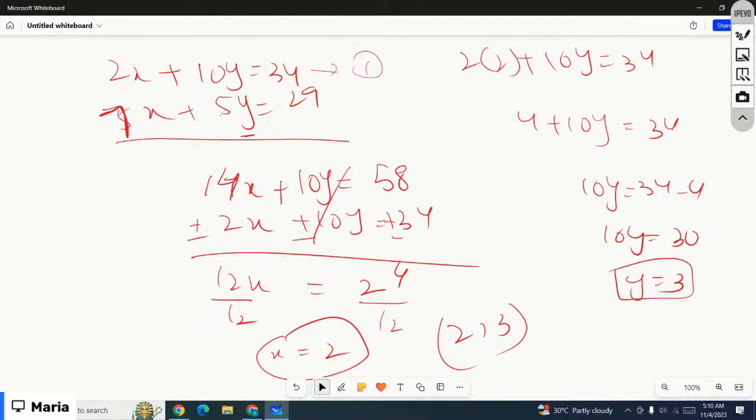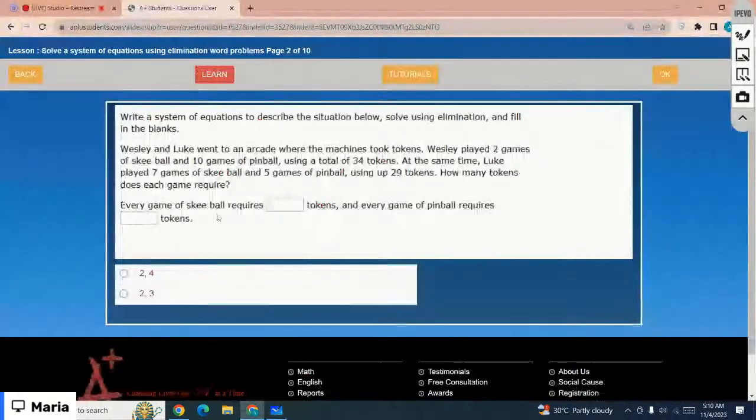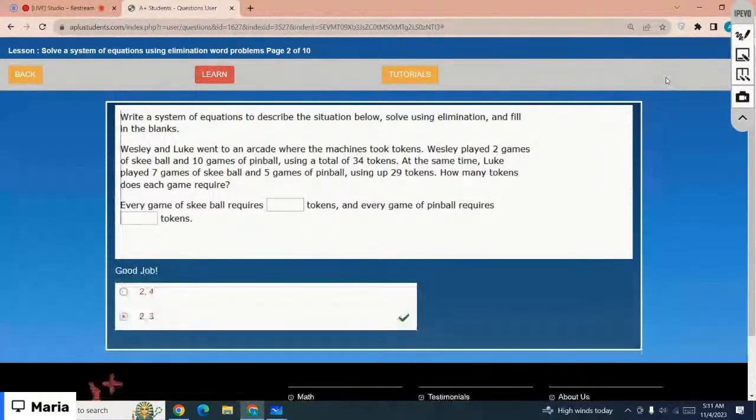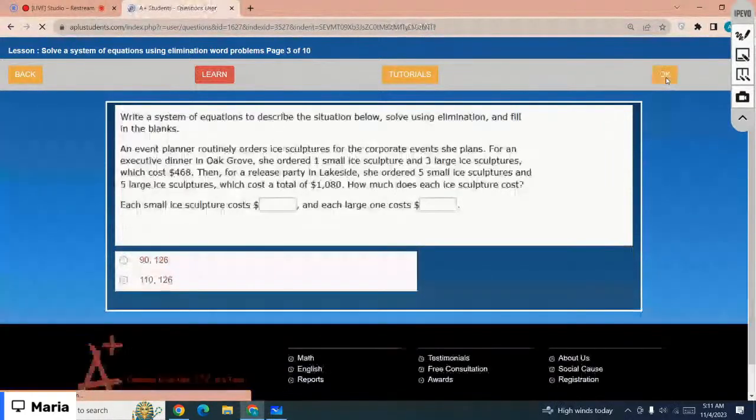The correct option is 2, 3. That means every game of skee ball requires 2 tokens and every game of paintball requires 3 tokens. Got it? Okay, you can complete the lesson by yourself later today. Let's just move on to the next lesson.